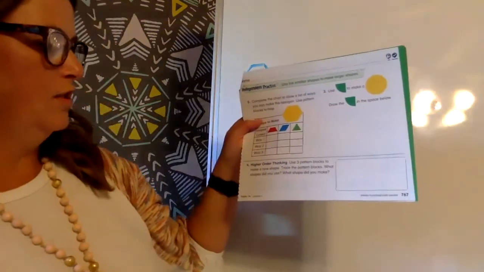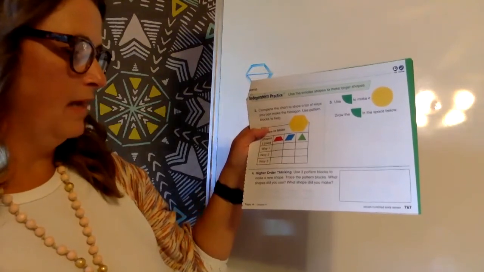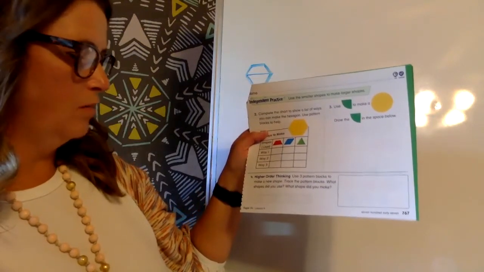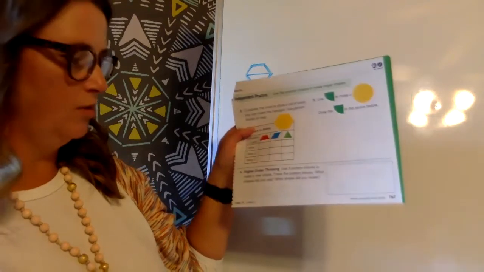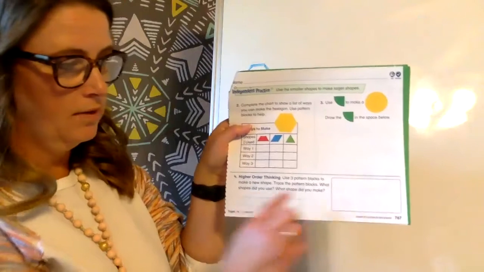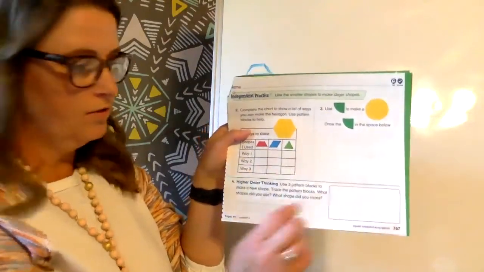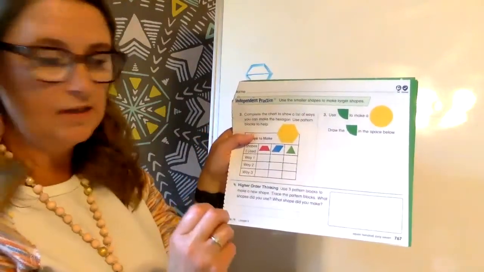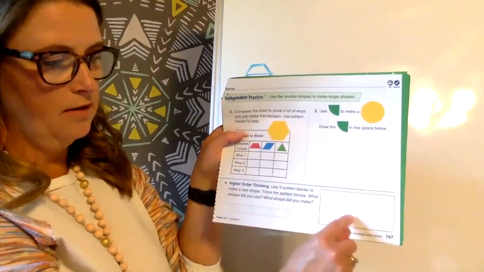Number 4, it says to use 3 pattern blocks to make a new shape. Trace the pattern blocks. What shapes did you use? What shape did you make? Okay, so you have to write words over here. You're going to do your tracing over here. You're going to use 3 pattern blocks to make a shape. You're going to build it over here, trace it.